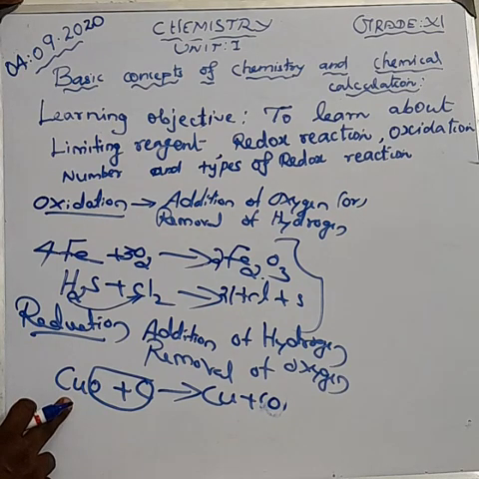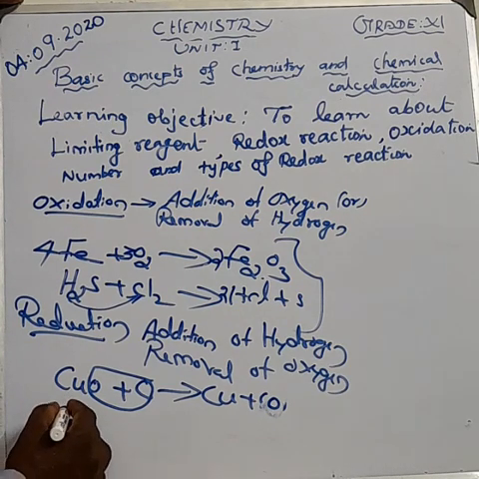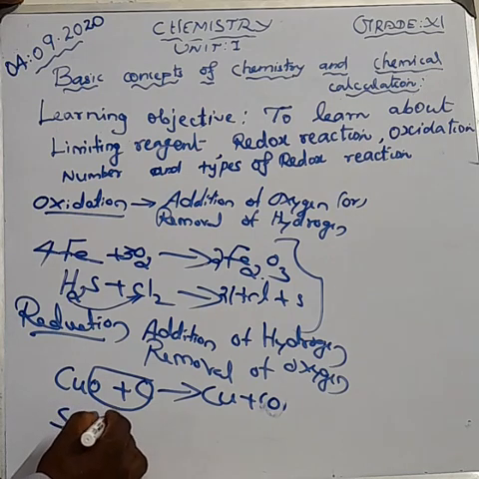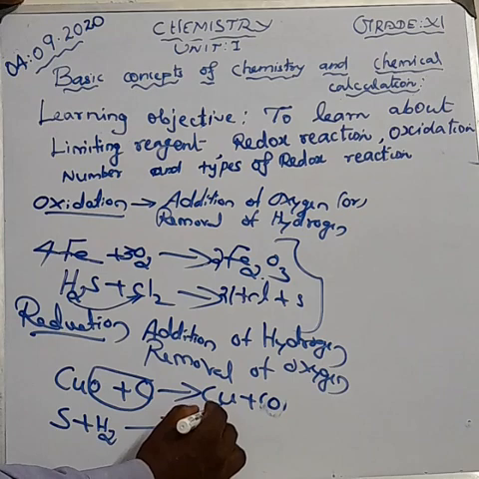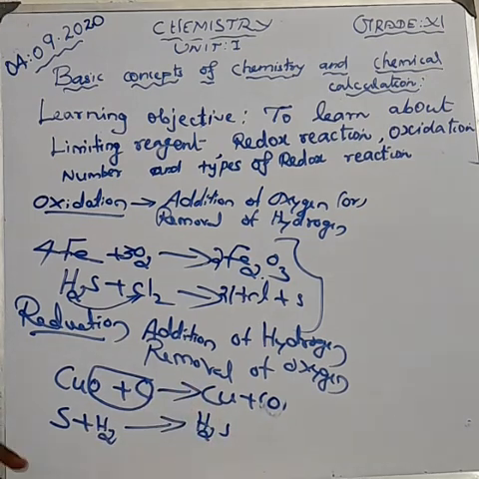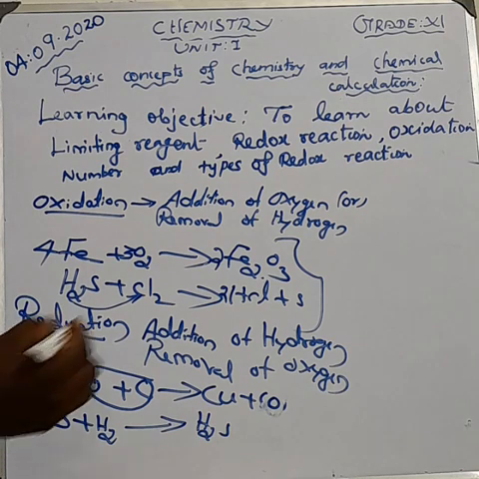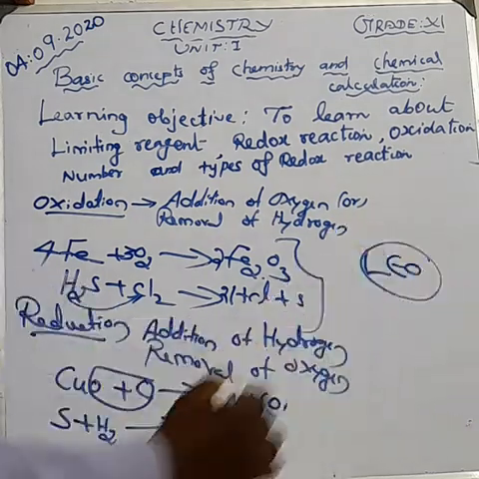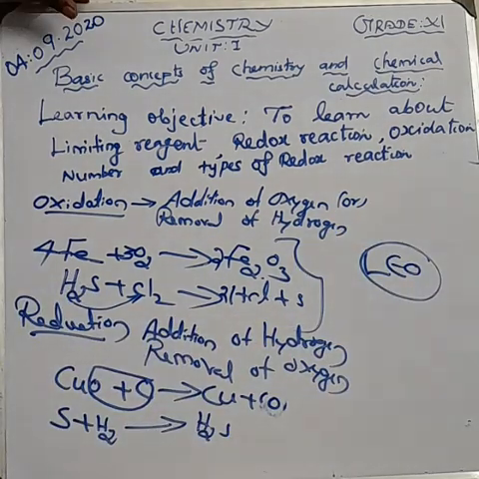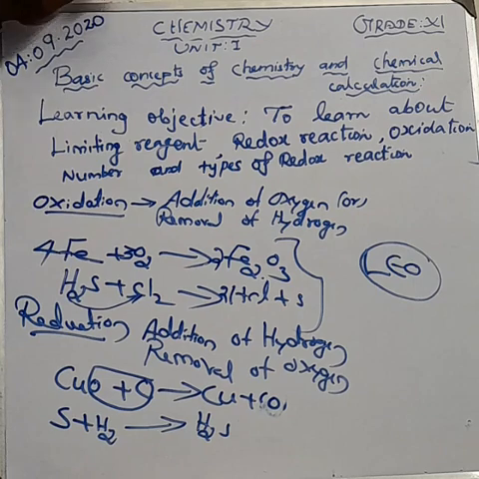Reduction reaction. And also sulfur reacts with hydrogen. Sulfur reacts with hydrogen, what is the product? H2S. So it is an addition of hydrogen, so it is called a reduction reaction. We can say LEO. What is LEO? Loss of an electron. That is called oxidation. Loss of an electron is called oxidation, and gain of an electron is called reduction. Okay.